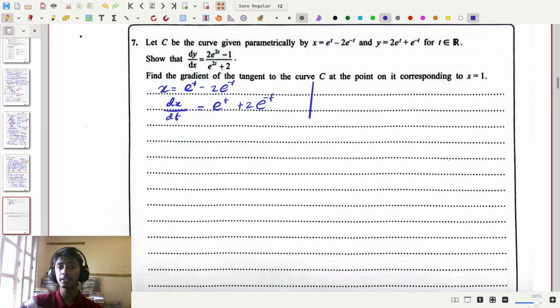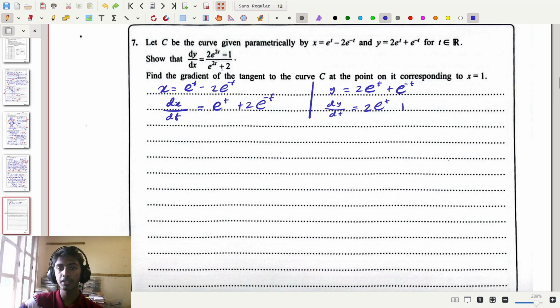Let's now find dy by dt. To do that, let's write down y equals 2 times e to the power of t plus e to the power of minus t. Now the first part, if you do dy by dt, the first part 2 times e to the power of t is going to remain as 2 times e to the power of t, since the derivative of e to the power of t is e to the power of t, and that multiplied by 2 is going to remain as 2 times e to the power of t.